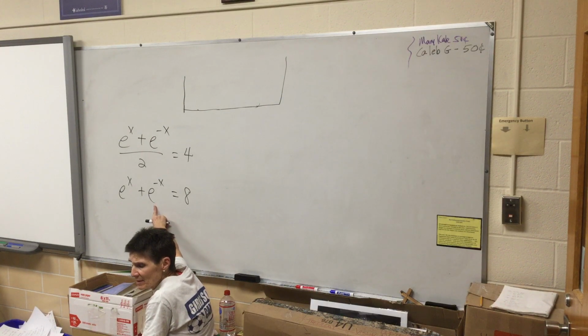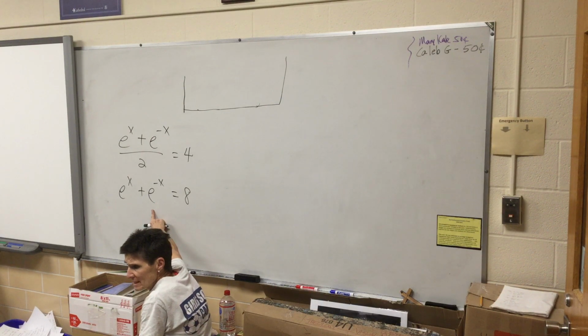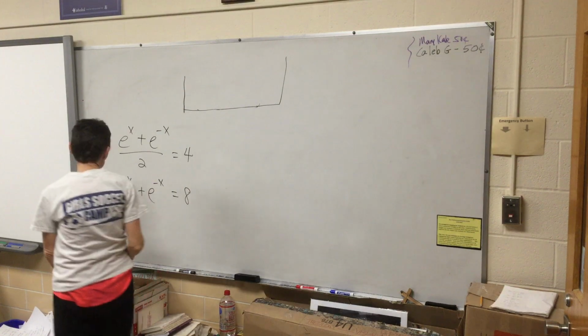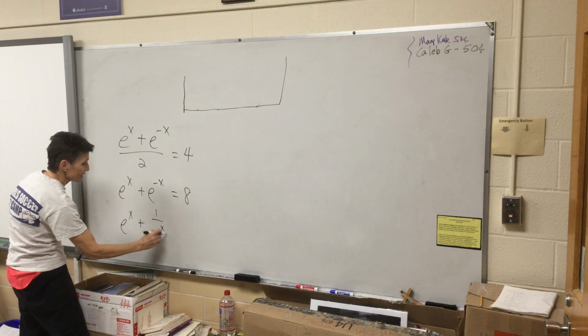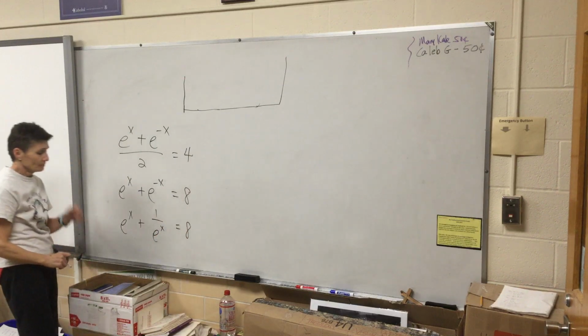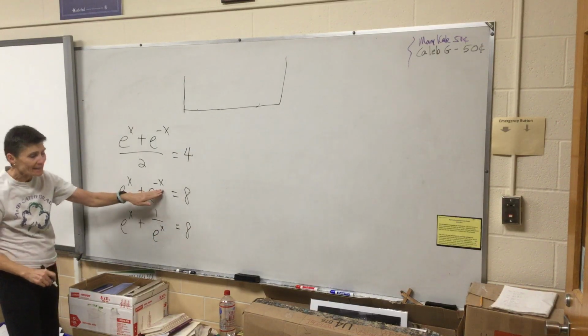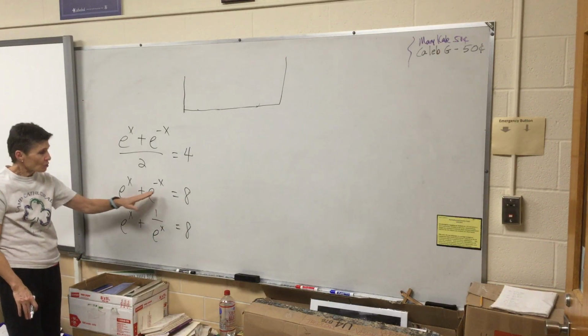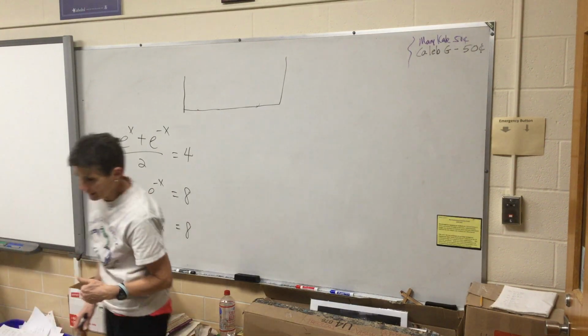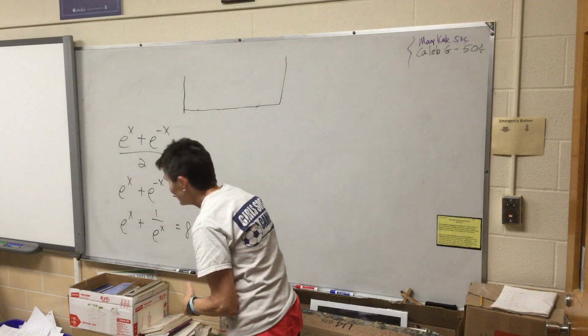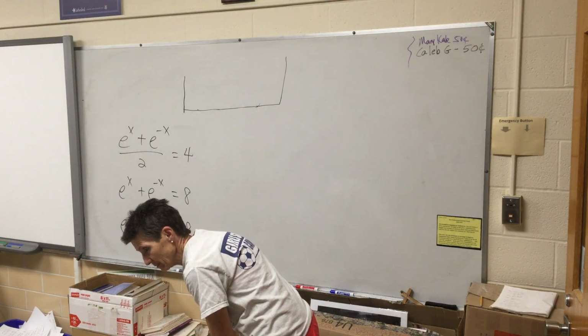What is e to the negative x? What's another way of writing it? 1 over e. There you go, 1 over e to the x. So that's what I'm going to do. I'm going to write that as 1 over e to the x. We don't like negative exponents, so we'll rewrite it as 1 over e to the x. But unfortunately, in rewriting it, I now have a fraction.